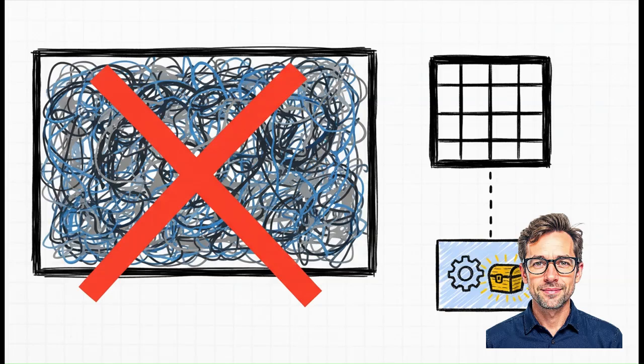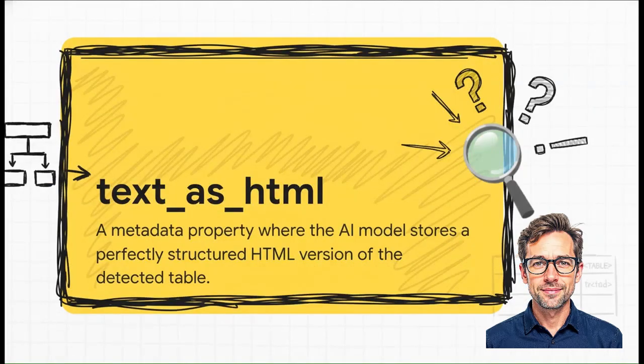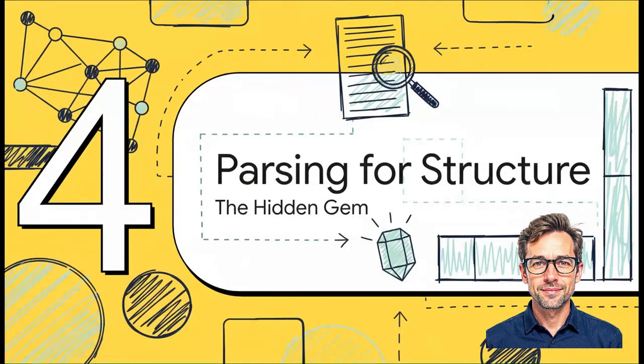Turns out the AI was doing more work behind the scenes than it let on. The real treasure isn't in that main text. It's hidden away in the metadata. And this is the golden ticket right here. It's a property called text_as_HTML. While the AI was figuring out the layout, it was also quietly building a perfect, structured HTML version of the table. It already did all the heavy lifting for us. We just needed to know where to look. So now that we've found this hidden gem, let's put it to use. We're about to see how this one little property gives us the exact perfect structure we wanted all along.